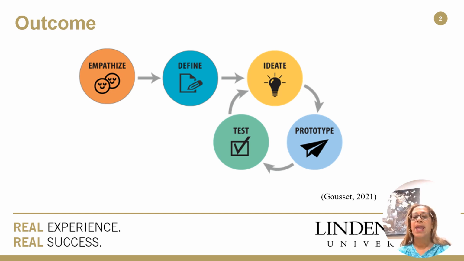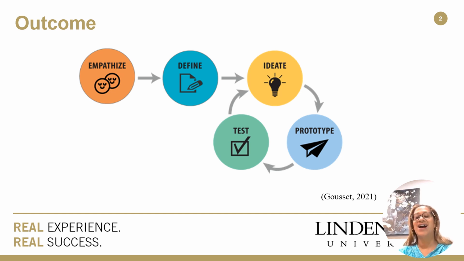Number 1, empathize. Objective: to gain deep insight into the needs, emotions, and experiences of the target users. Activities include observations, interviews, surveys, empathy maps. Examples include observing how food insecurity impacts middle school students' academic focus and emotional health.